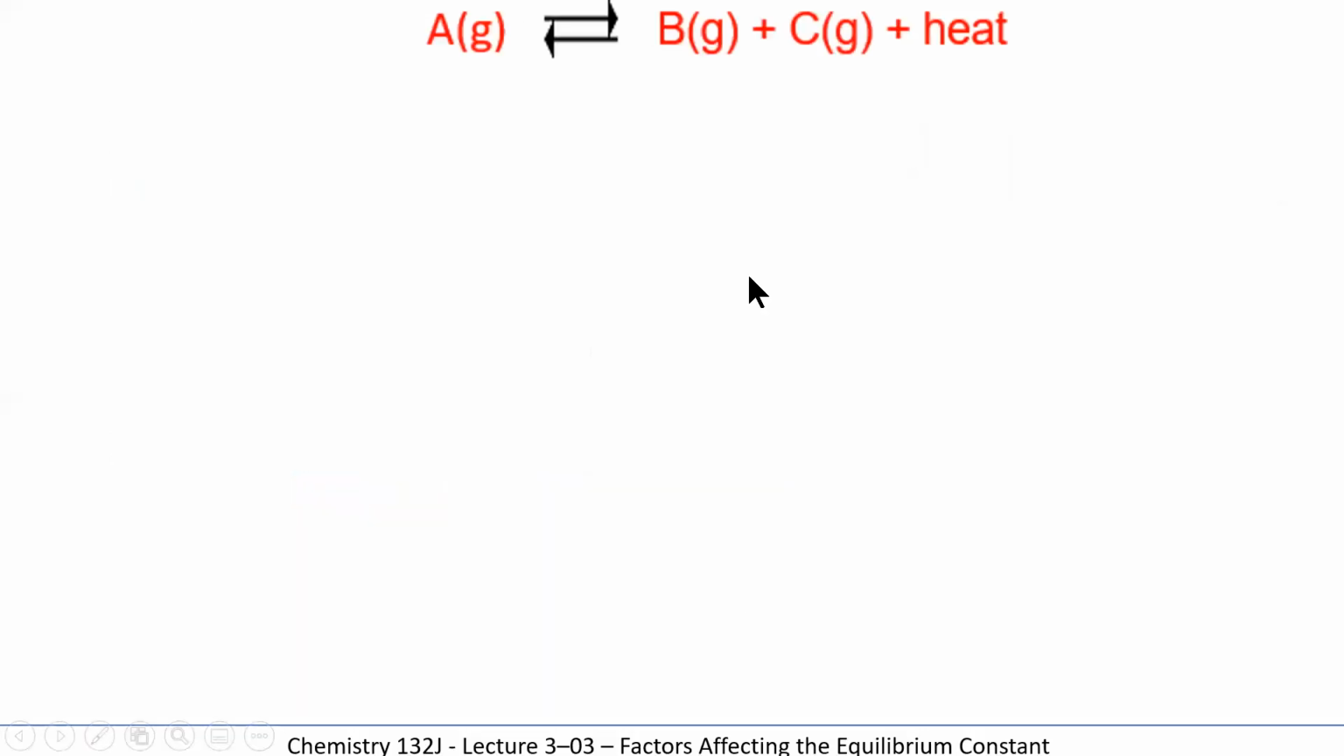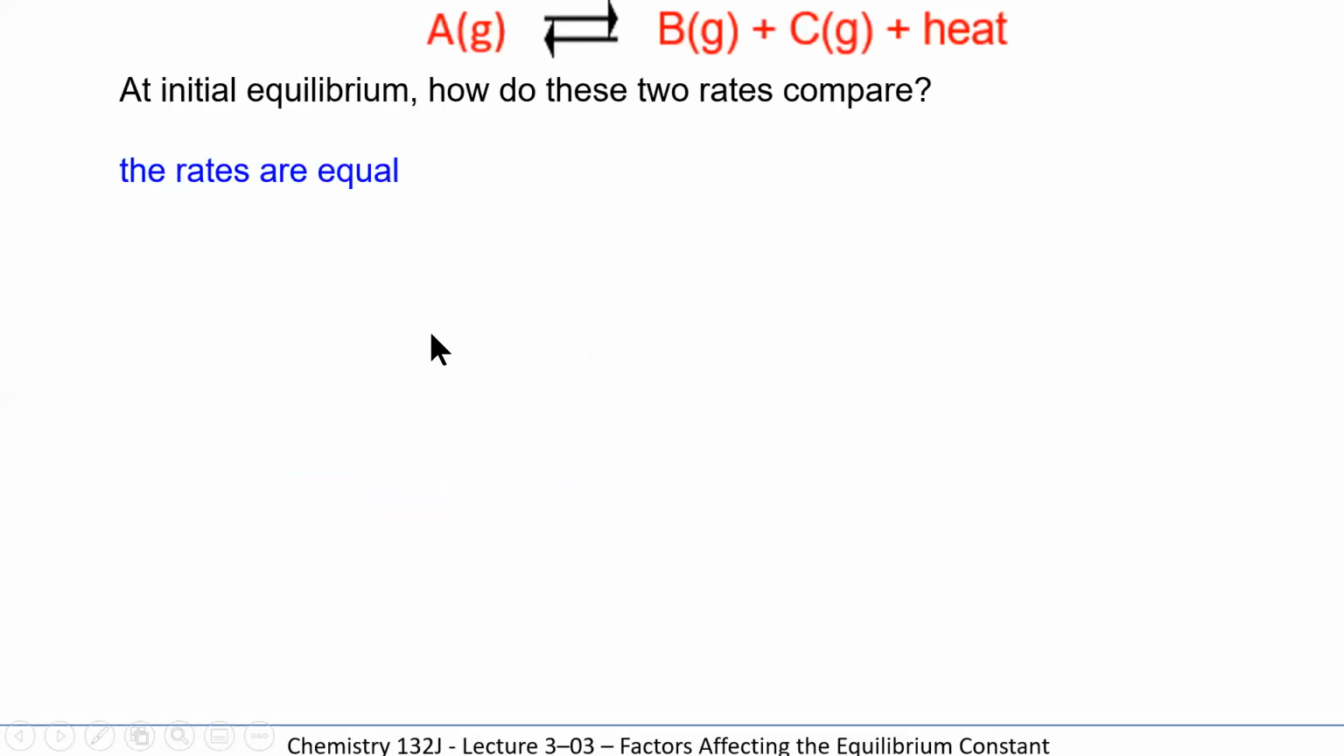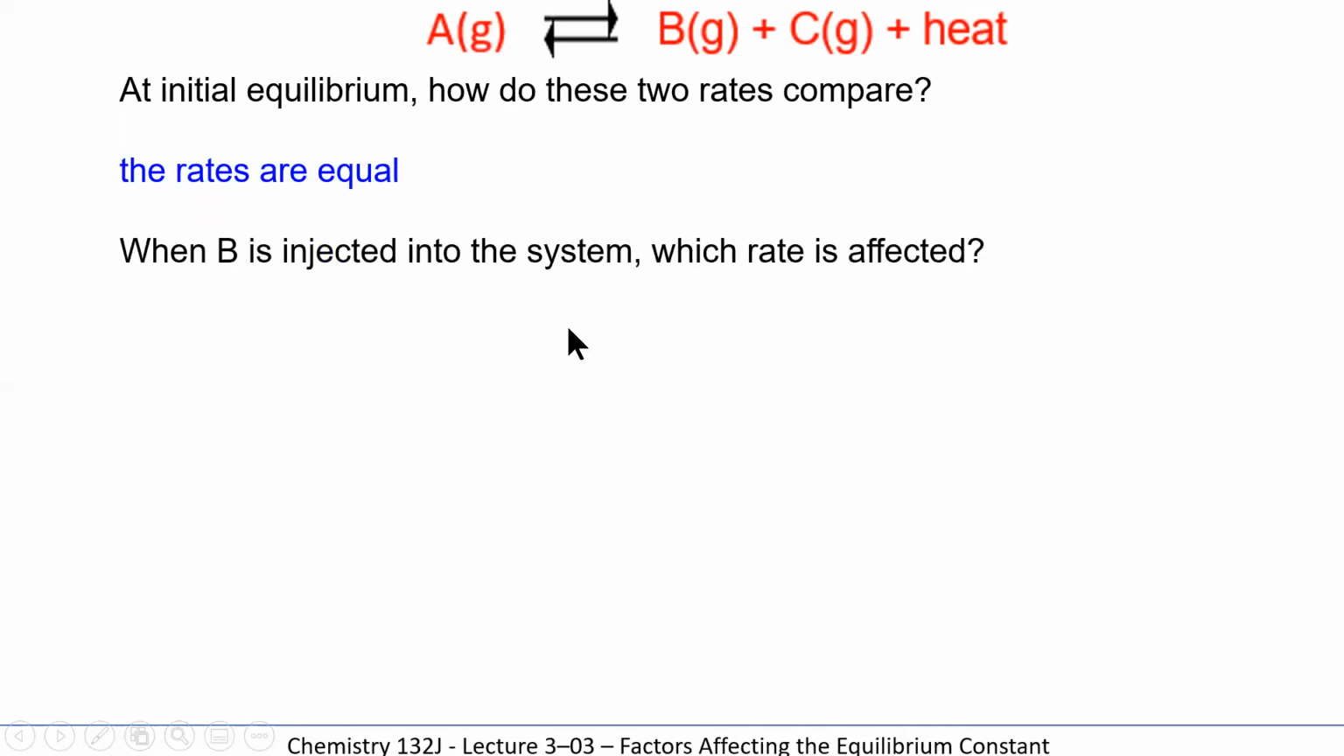So again, we're looking at that system. They're equal if the system is at equilibrium. The rate at which A changes into B and C and the rate at which B and C change into A are the same. So there'll be no change in the macroscopic properties of the system when it's at equilibrium.